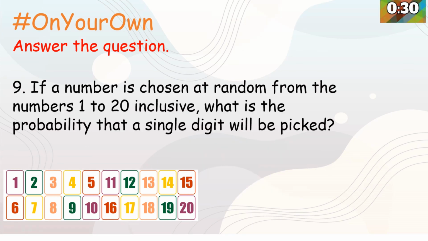For question number 9, if a number is chosen at random from the numbers 1 to 20 exclusive, what is the probability that a single digit will be picked? Your time starts now.